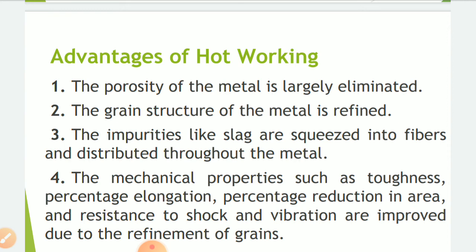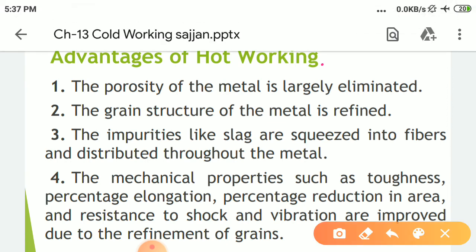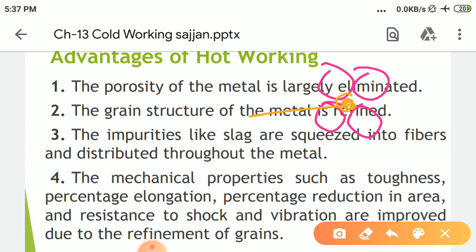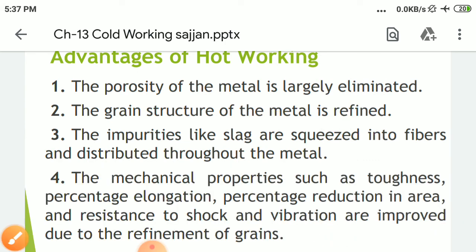So porosity in the sense, let me explain this. Suppose your grains are like this. So this space, I am talking about this space. This space can be removed due to hot working. So this is the advantage that we have got here.